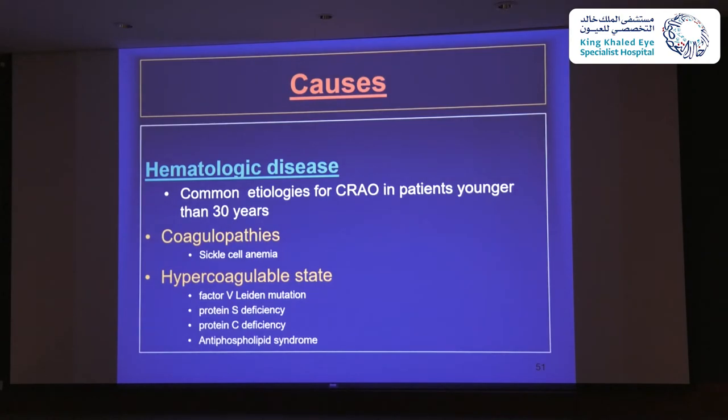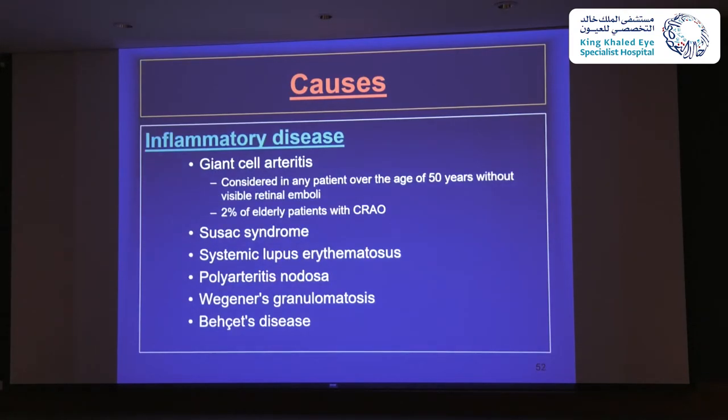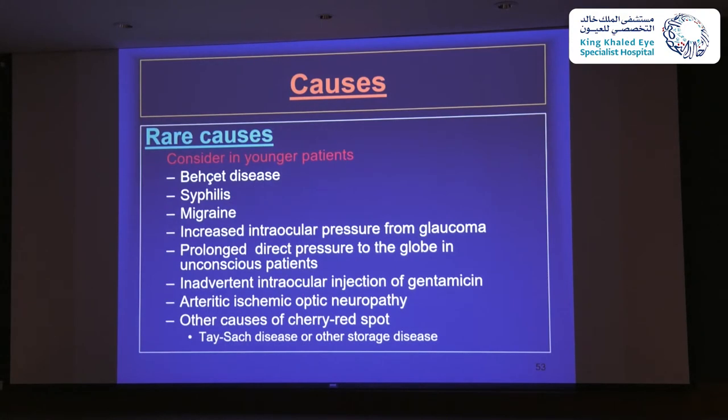Hematological disease include coagulopathies like sickle cell anemia or hypercoagulable states like factor V Leiden mutation, protein S deficiency, protein C deficiency, or anti-phospholipid antibodies. Inflammatory causes include a lot, and here we have juvenile arthritis, Sjogren syndrome, systemic lupus, polyarteritis nodosa, Wegener's granulomatosis, and then we have Behcet disease. And I believe that Behcet disease is one of the common causes of retinal arterial occlusion in our communities.